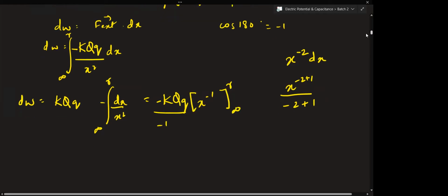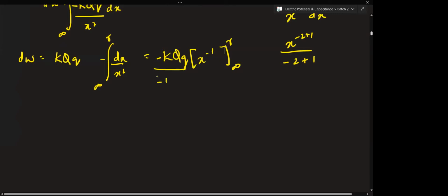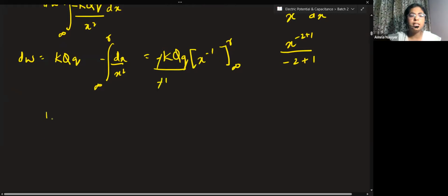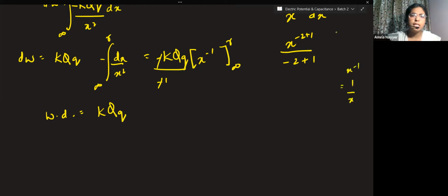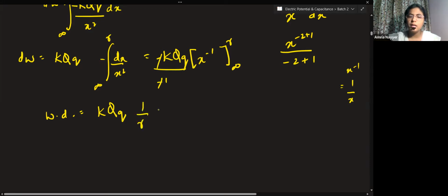Yes, teacher. All right. Now see, minus minus sign will get cancelled. Your work done will be K capital Q small q. Instead of writing x to the power minus 1, let us write it as 1 by x. Now we have integrated it, and we just have to put the limits. So instead of 1 by x, I'll write 1 by r minus 1 by the lower limit. What is the lower limit? Infinity.